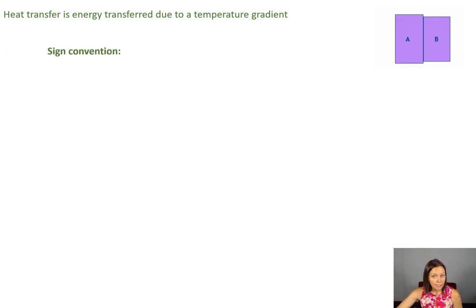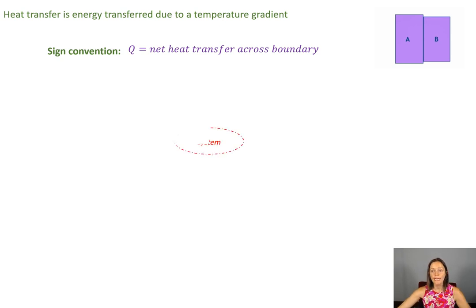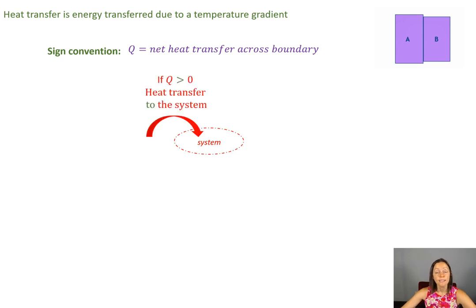We have two ways of indicating whether heat is going into or out of a system. Sign convention is the one that we're going to use predominantly in this class. It uses the sign of Q, which is the heat transfer across the system boundary, whether it's positive or negative, to tell us whether heat is going into or out of the system. If heat is being transferred into the system, Q is a positive number. If heat is going out of the system, Q is a negative number.